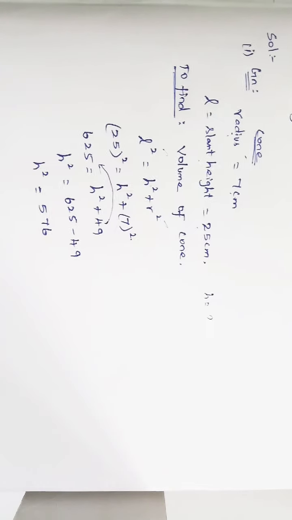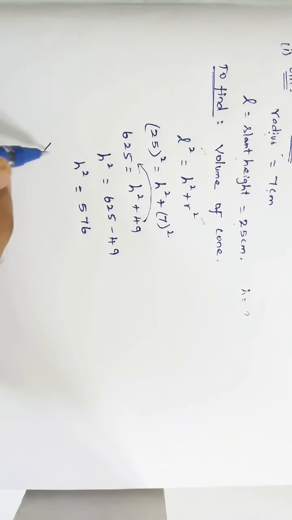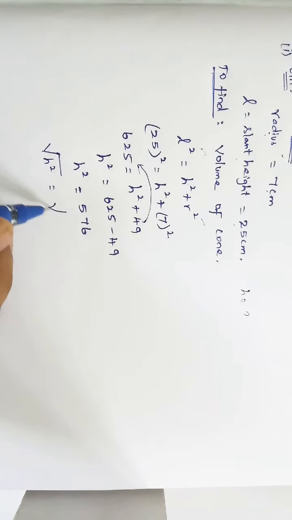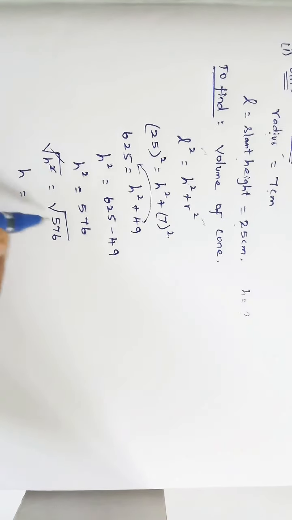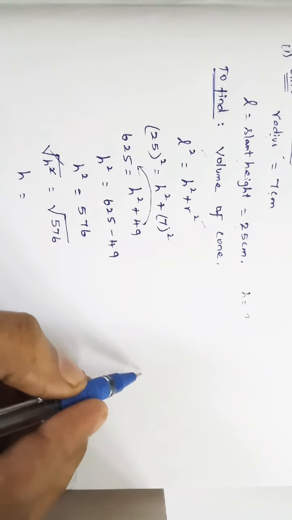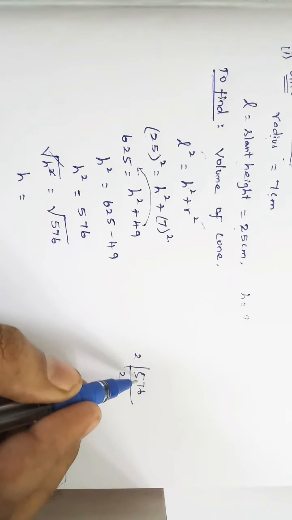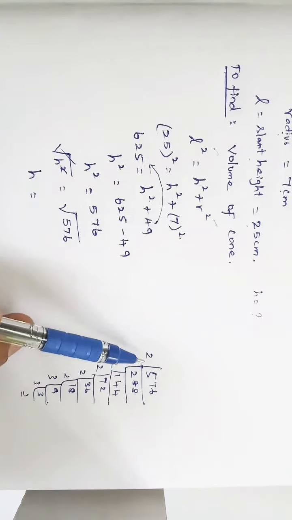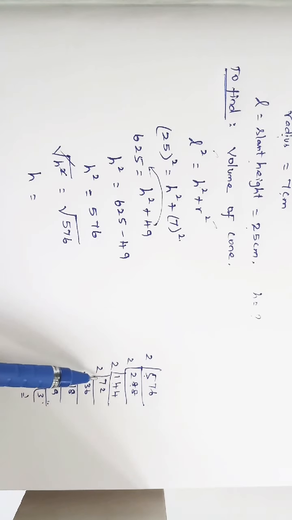But what we need is the h value. So h square is there. How do we remove the square? By taking square root on both sides. So square root of h square is equal to square root of 576. The square will get cancelled. H is equal to square root of 576. Using the prime factorization method, 576, 2 times 288, 2 times 144, 2 times 72, 2 times 36, 2 times 18, 2 times 9.